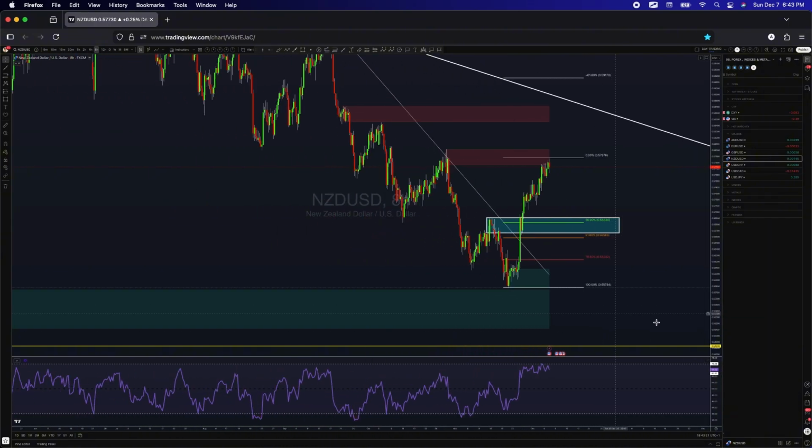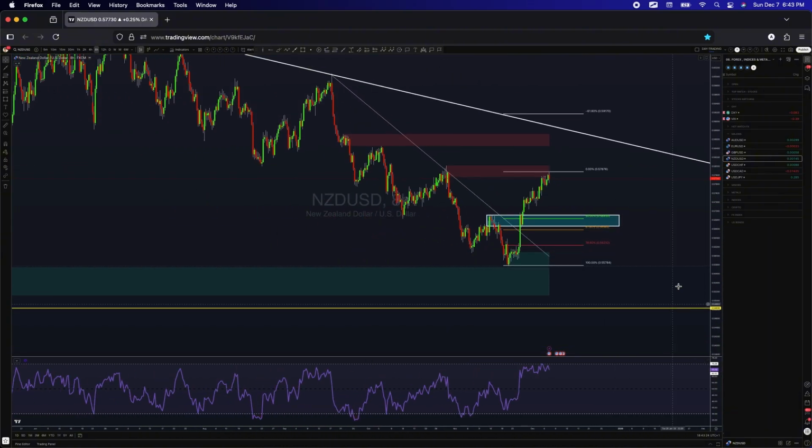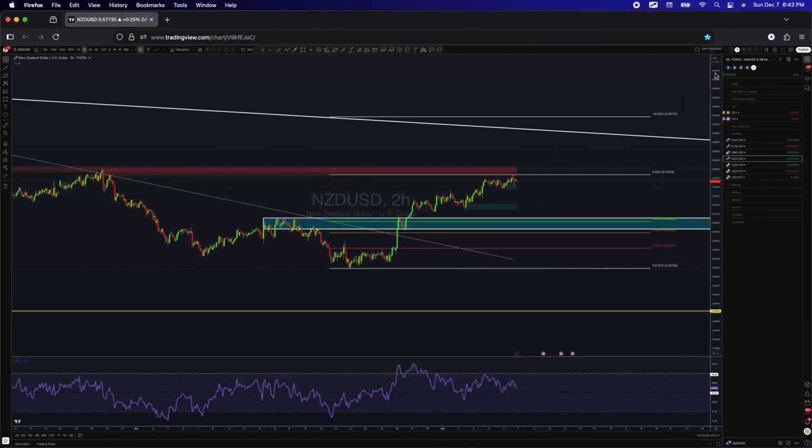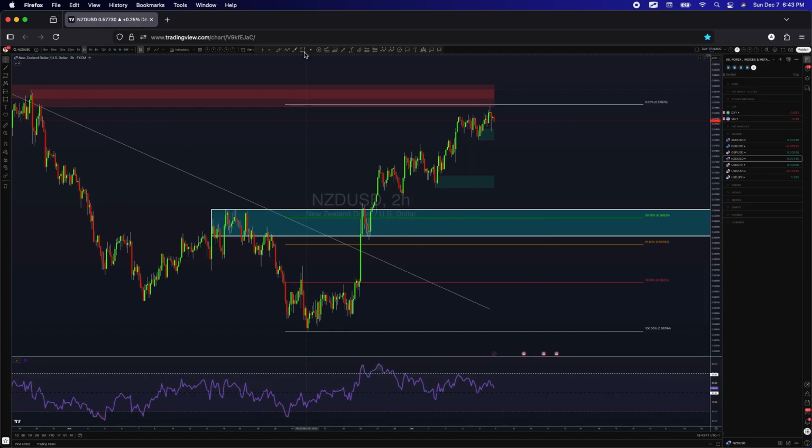So you can see it already is at overbought, and I will personally just be looking to short this one for now. If you want to take a counter trend trade, now might be your time, but I won't advise you to take it right now. You might want to take it on maybe the 2-hour time frame, because there is a plan moving forward on Kiwi dollar.